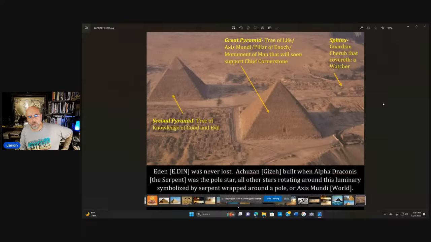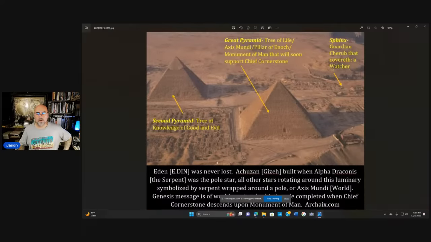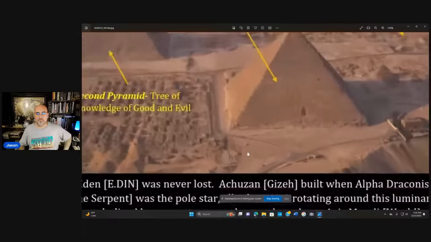G-I-Z-E-H, means border. Now, Akuzan was built when Alpha Draconis, the serpent, was the pole star. All other stars rotating around this luminary symbolized by the serpent wrapped around the pole, or the Axis Mundi, the world. This is Eden right here, guys.